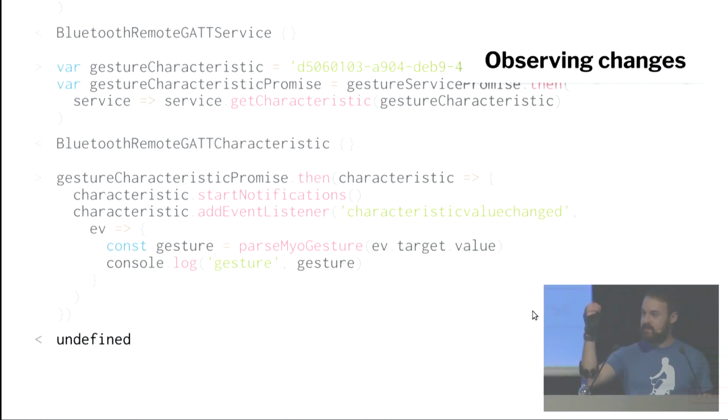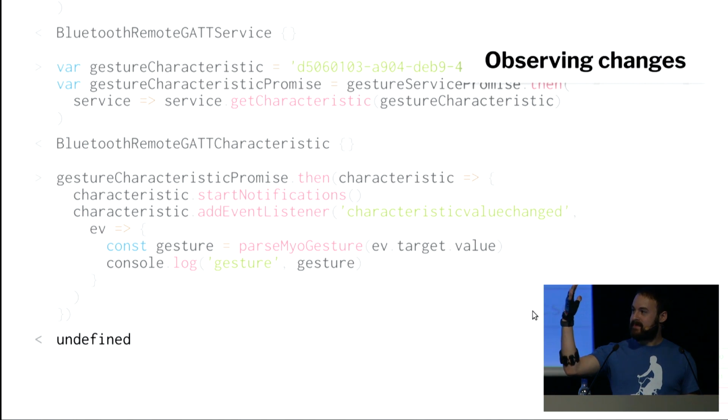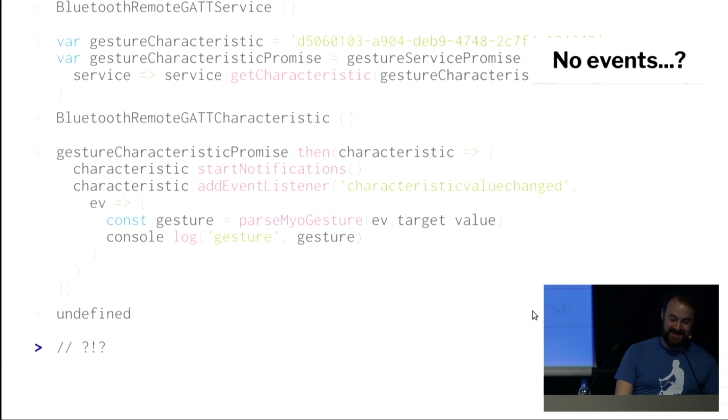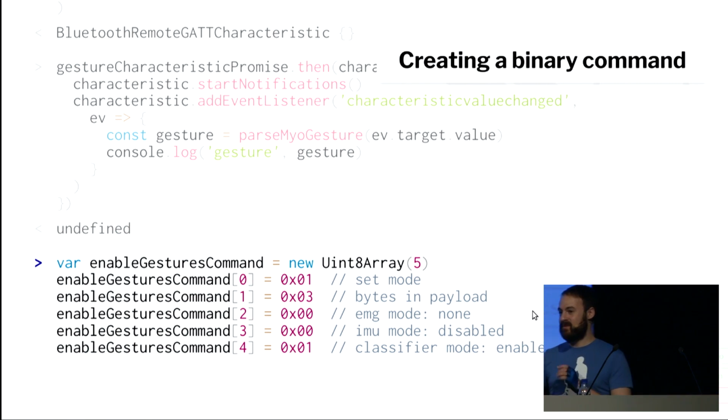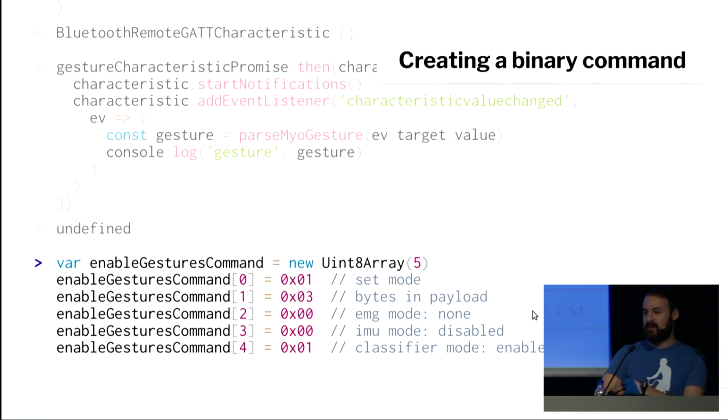I'm going to make a fist with my hand. Uh-oh. Oh, no, that's OK. There's one more thing that we have to do. We need to send a command to the Myo telling it, please start recognizing gestures and sending them to me. This is something specific to the Myo. We're turning on its internal classifier.